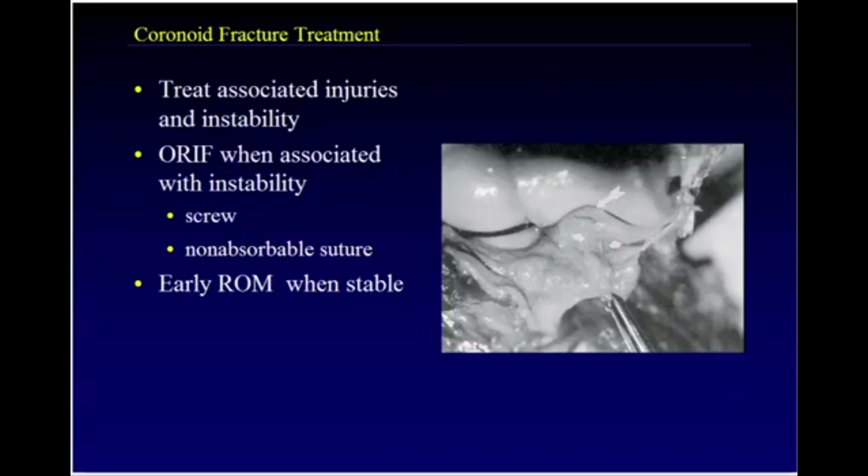For the treatment of coronoid fractures, you treat the associated injuries, the elbow dislocation, the radial head fracture, the olecranon fracture, as mandated for the treatment of those injuries individually. And then you can perform an ORIF of the coronoid process itself when there is significant instability, and that can be done with either a screw fixation or a non-absorbable suture. The goal is to obtain stable reduction of the elbow joint so that you can begin early range of motion.